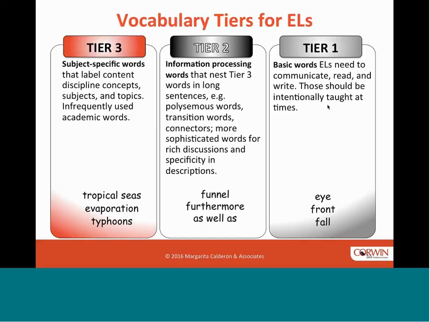And even though tier 1 words might seem very simple and very basic, it is very important to teach to ELLs, especially the newcomers, because they need these words to communicate, to read, to write. They will see words like eye during the science lesson on weather, and they'll think of the eye in our faces, but not necessarily the eye of the storm or a storm front, or the word fall, which is a polysemous word, and fall could be almost anything.